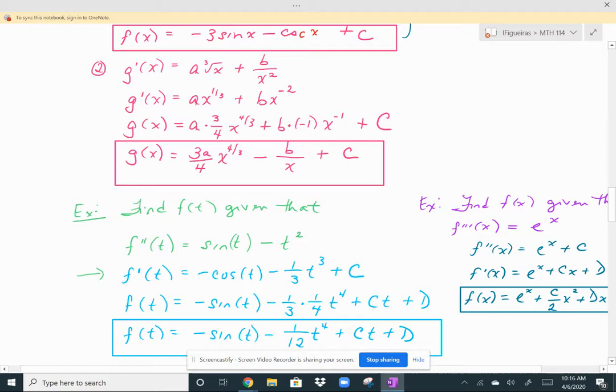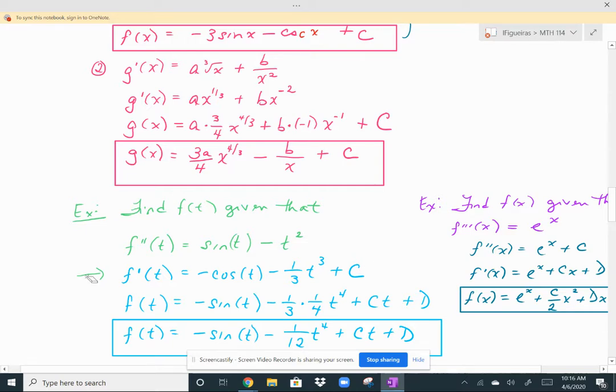And remember, that's because the derivative of cosine is negative sine. So you have to adjust for that by putting this negative in front. Then the antiderivative of t squared is 1/3 t to the third, and then don't forget your constant.